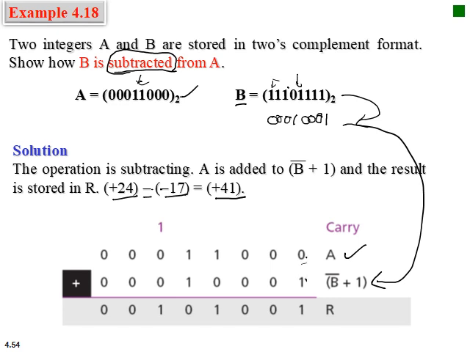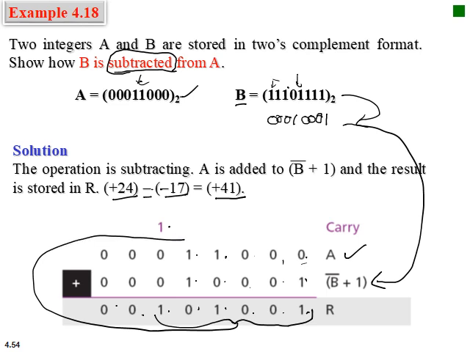So 0 plus 1 gives us 1, 0 plus 0 gives us 0, 0 plus 0 gives us 0, 1 plus 0 plus 1 gives us 1, 1 plus 1 is 0, carry 1, 1 plus 0 gives us 1, 0, 0. All right, and the actual result in the end is that over there. If you calculate 101001 from binary to decimal, you'll see that it is the result of positive 41.